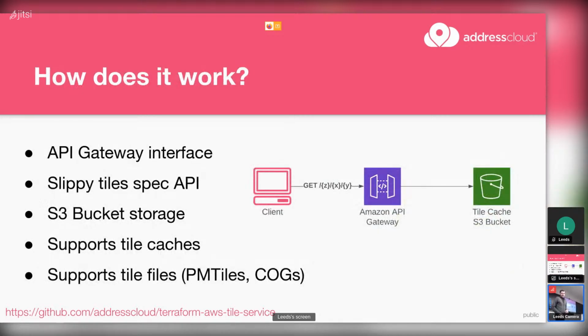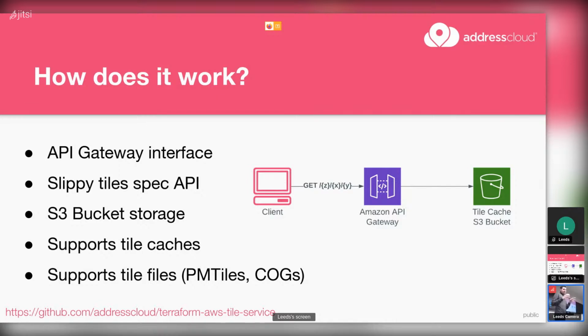So how does it work? A client makes a request using what's called the Slippy tile specification. The Slippy tile spec has been around for quite a long time. It's available on an open license. It's documented by OpenStreetMap. So you say, this is my zoom level, this is my X coordinate, this is my Y coordinate. Please give me the appropriate tile, the tile being a perfect square of some representation of geographic stuff on the Earth's surface.